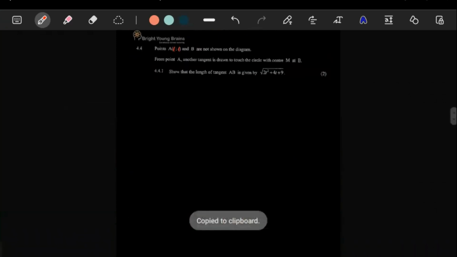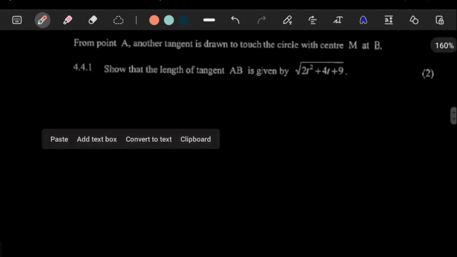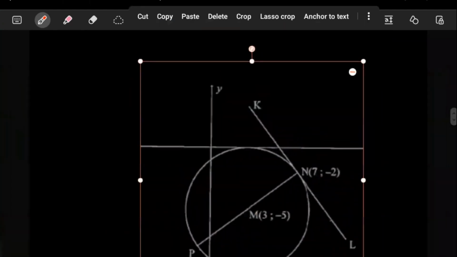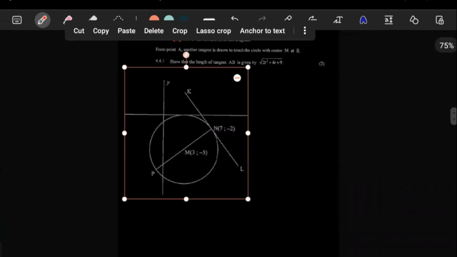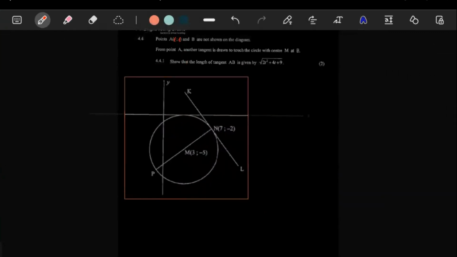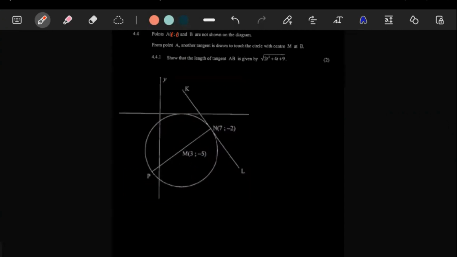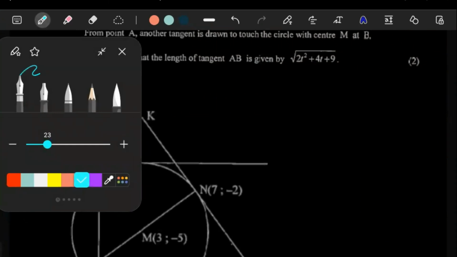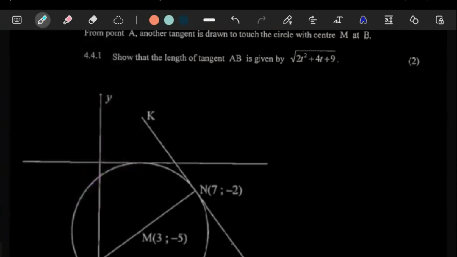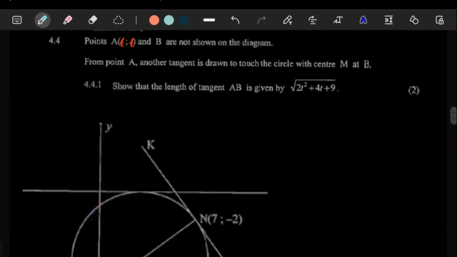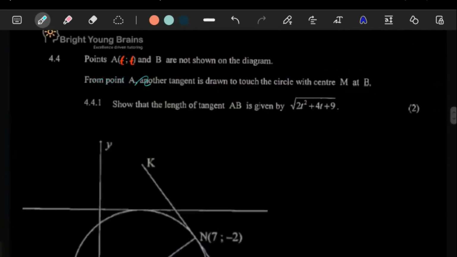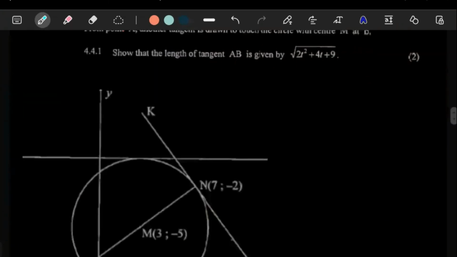These are the kinds of questions where, even though it's a 2-mark question, one of the things I can definitely suggest is that the way the words are laid out, it seems like the kind of question that's going to need us to just think. So if these are the kinds of questions where you bump into them and you already start to feel a bit of discomfort, you want to just move on and look at it later. But they said point A and B are not on the sketch. Yes, they said from point A, another tangent is drawn to touch the circle with M at B.